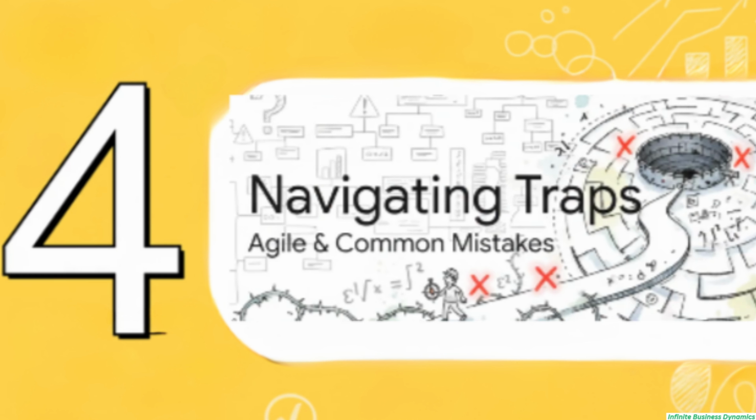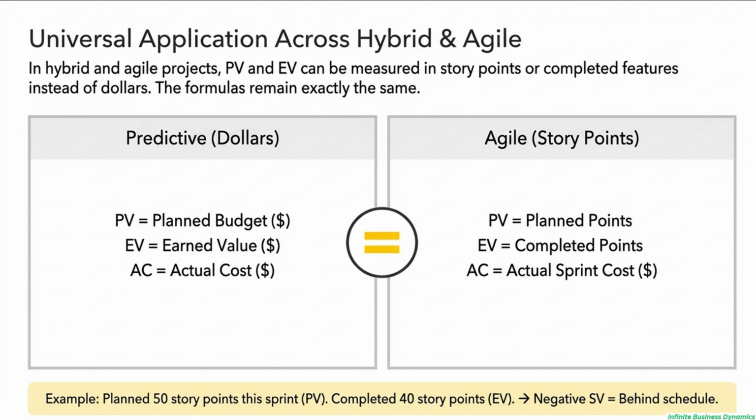Okay, so knowing the formulas is step 1. But real mastery comes from knowing how to use them in different situations, and, just as important, knowing what not to do. Let's talk about the common traps and how this all applies in the world of Agile. One of the biggest questions I get is, hey, does this EVM stuff even work for Agile? And the answer is a huge yes. Absolutely. It's totally universal.